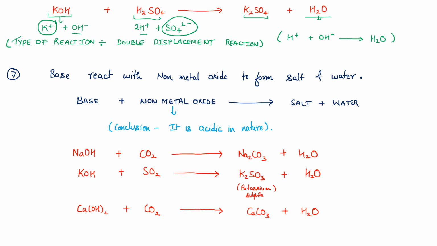So which kind of reaction is it? It is an example of a double displacement reaction. So always remember that neutralization reactions are examples of double displacement reactions. Coming to the next property, when a base reacts with a non-metal oxide, it gives salt and water. As we learned earlier in neutralization, when a base reacts with an acid, it forms salt and water. And here we are learning that when a base reacts with a non-metal oxide, it also gives the same products, salt and water.